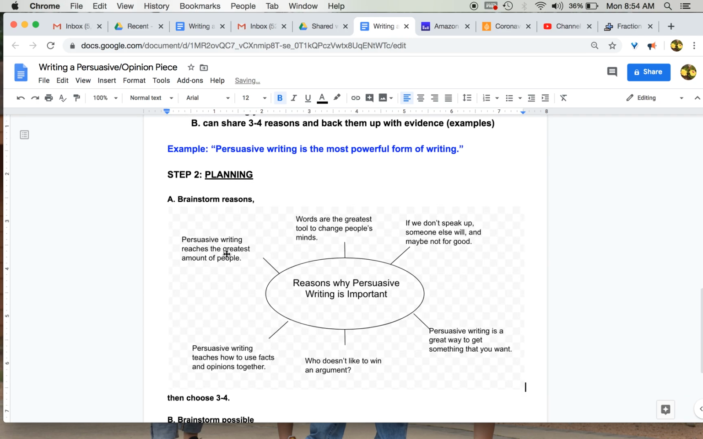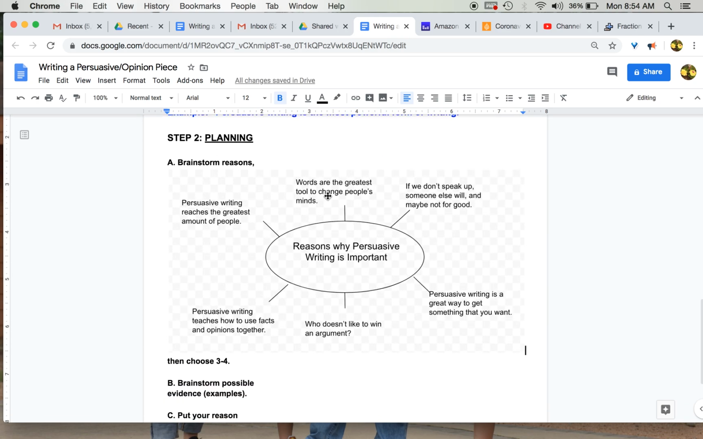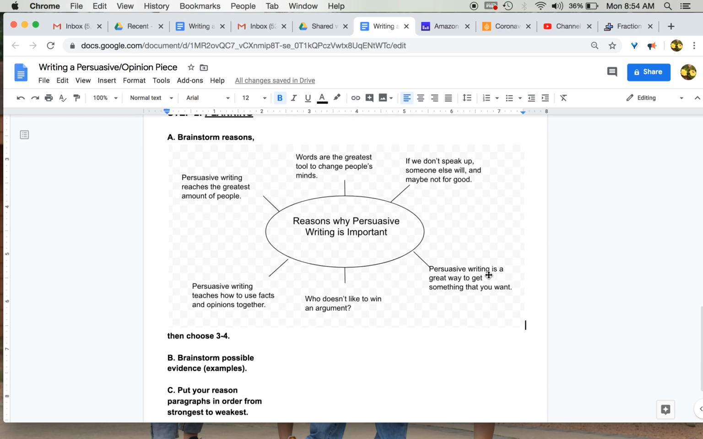All right, so these are the reasons that I came up with after I did some brainstorming. Why persuasive writing is important. Words are the greatest tool to change people's minds, and that's what you use in persuasion. If you don't speak up, someone else will, and maybe not for good. Persuasive writing is a great way to get something that you want. Yeah, that's a big one.